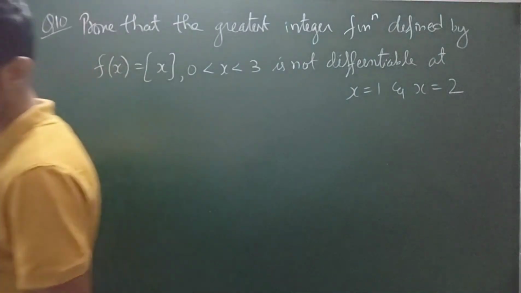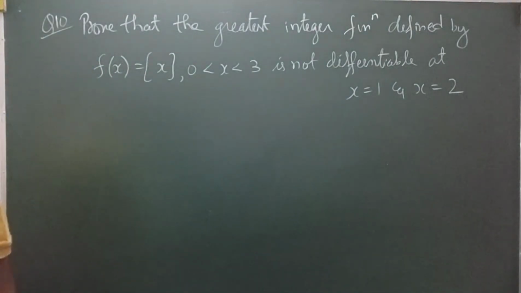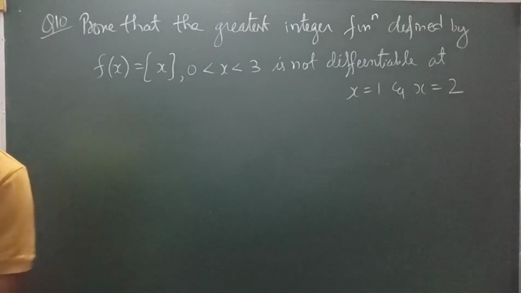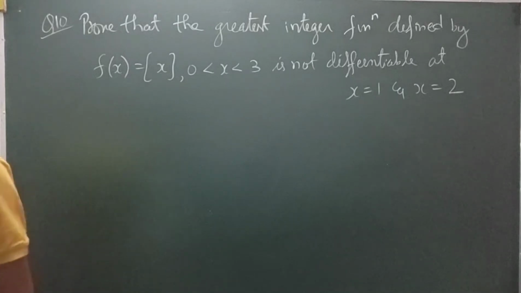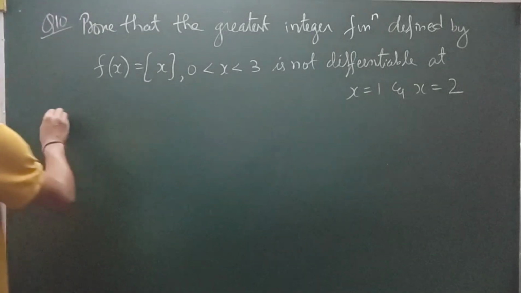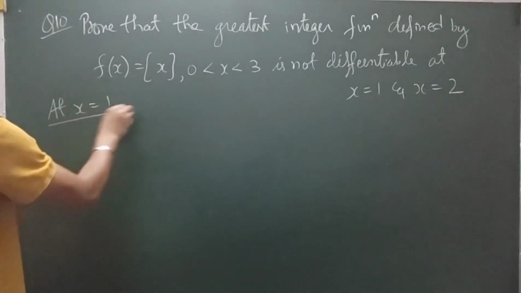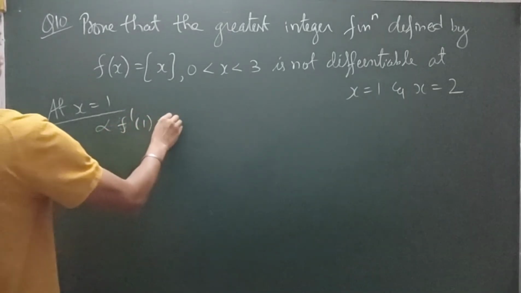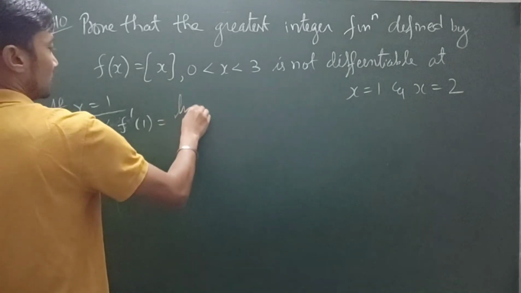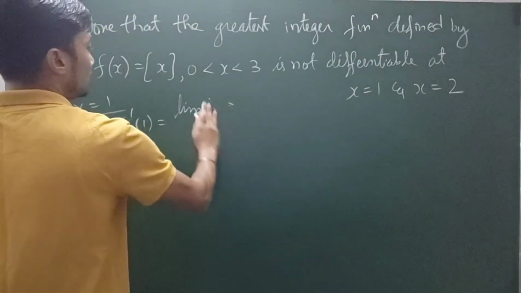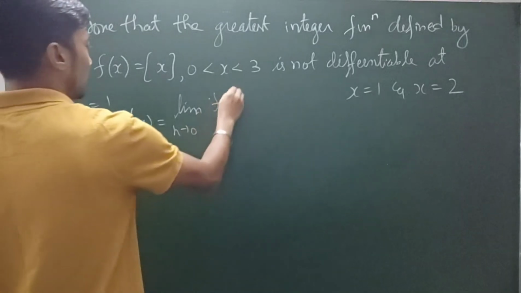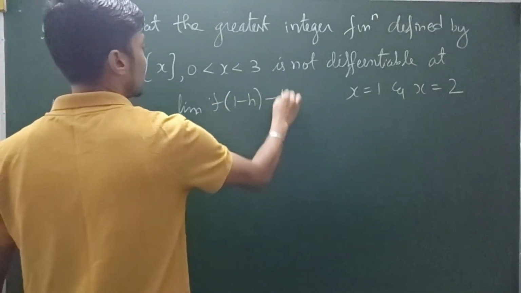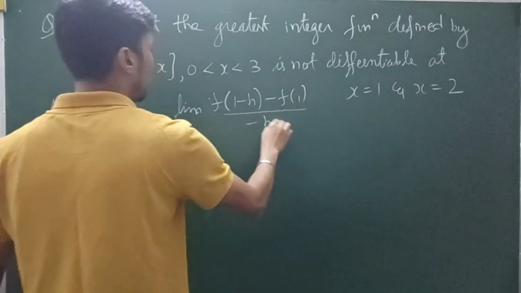So I'll not be talking much about the greatest integer function here. We have already done problems on greatest integer functions before. So I hope you're following the videos. So we're going to go straight to the solution. So let's start at x equal to 1. So let's start with the left hand derivative. So limiting value as h tends to 0, f of 1 minus h minus f of 1 divided by minus h.